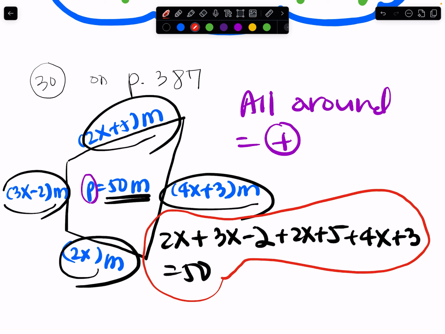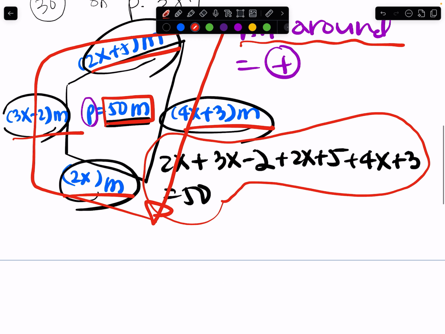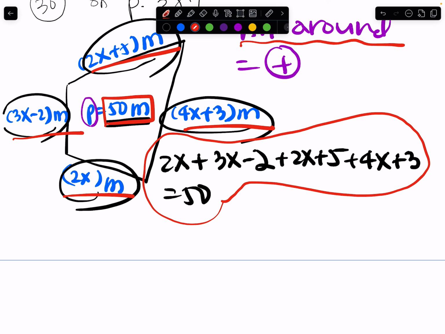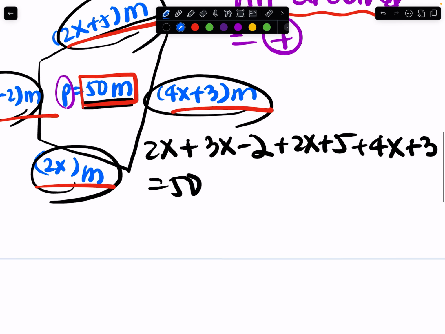Does everyone understand how this equation is formed right here? One more time. You were given the perimeter to begin with. Perimeter is the distance all around the figure. All around, we just have to add every single side length given, which gave us this equation. Okay? So, you guys ready? Let's combine like terms. Watch carefully.